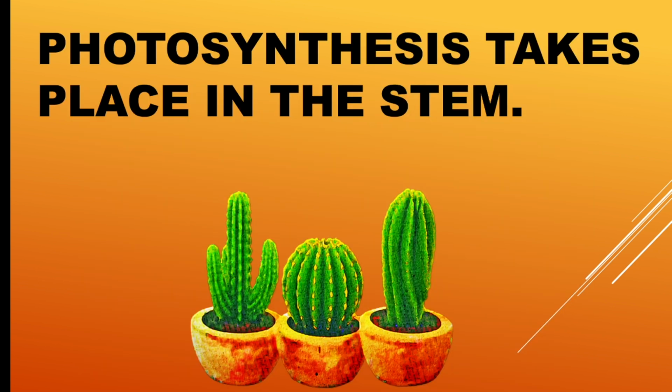Now children, this is another fact. Let's learn about this. A cactus does not have leaves. The leaf is modified into spines. So its green stem contains the chlorophyll. So photosynthesis takes place in the stem in the case of cactus.